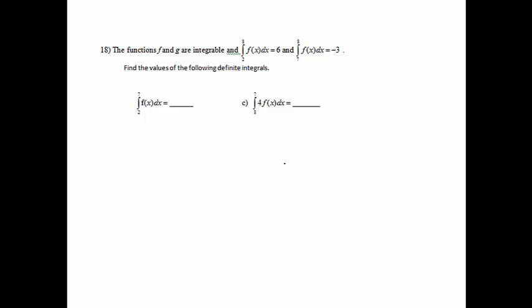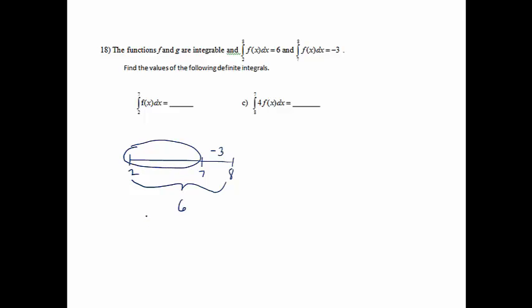Okay, number 18. The functions f and g are integrable, which means we can take the integral. The integral from 2 to 8 of f is 6, and the integral from 7 to 8 of f of x is negative 3. And it said to find the values of the following definite integrals. This first one asked me to find the integral from 2 to 7 of f. So once again, what I like to do is make a little chart. I can notice from 2 to 8, that whole thing is going to equal 6. And then it tells me from 7 to 8, my integral is negative 3. And what this question is asking me for is the integral from 2 to 7.